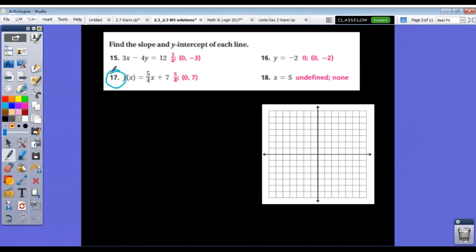When we look at 17, this is kind of a tricky one. The goal is for you to recognize that f of x is the same as y. So I'm going to rewrite this as y equals 5/4 x plus 7. And if we do that, we can see that 5/4 is the slope, and 7 is the y-intercept.